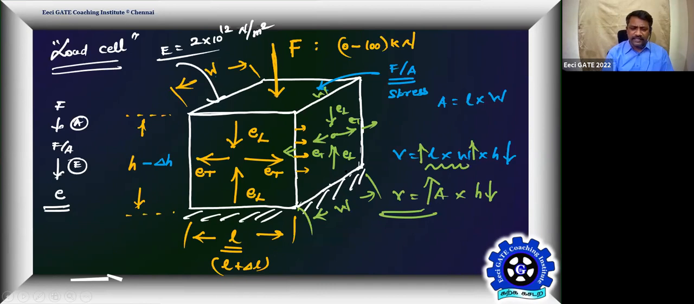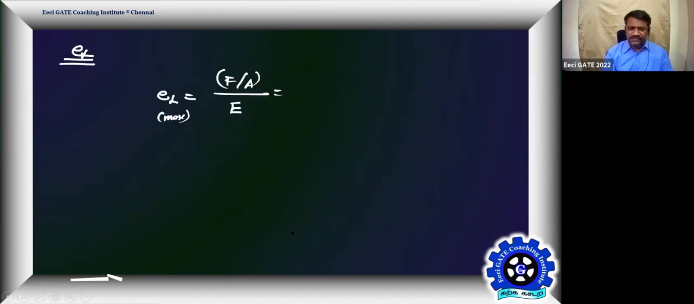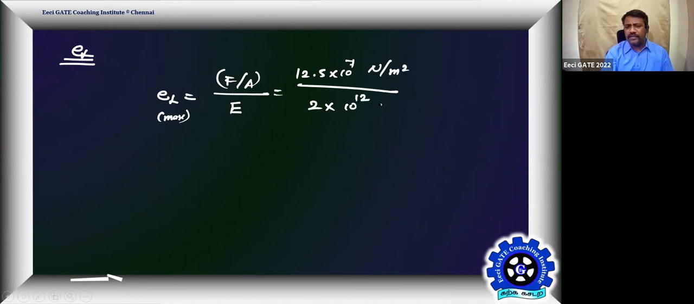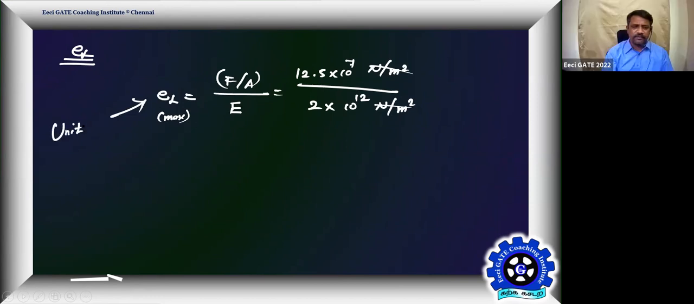It is happening on this surface, and on all the surfaces. What is the maximum longitudinal strain in the load cell? You already got your maximum stress, that is 12.5 into 10 power 7 Newton per meter square, divided by 2 into 10 power 12 Newton per meter square. The Newton per meter square units get cancelled. Getting it, everyone? Yes, sir. And your strain is, of course, unitless, because it is delta L by L. Correct?